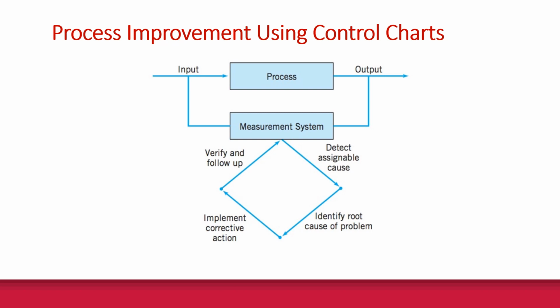So how do we improve using control charts? Let's say we have raw materials being fed into our manufacturing process that's producing an output from our factory, whatever we're manufacturing. We take samples and send them to our measurement system, and we measure or weigh whatever we need to measure the characteristic we're interested in keeping under control. If we detect assignable causes, we identify the root cause of the problem, we correct it, verify and follow up, and then we keep measuring. So this is a continual process, 24/7. We're always measuring, plotting on the control chart, trying to detect these assignable causes and correct them, so we can keep our process under control.